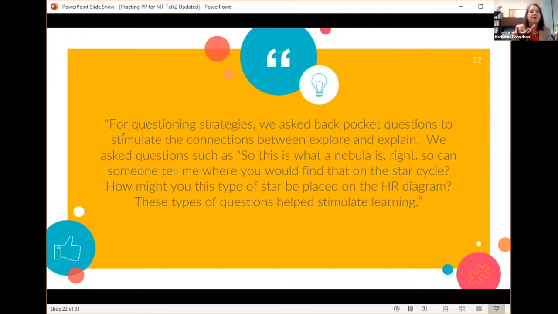So this is one of the things I got for my final project this semester. And she said, for questioning strategies, we ask back pocket questions to stimulate the connections between explore and explain. Whoa, I've got step 2 students thinking about using questioning to bridge explore and explain. That makes me excited. And so she goes, so they talked about nebula. So how do you tie it back to the star cycle, and where would that be placed on the HR diagram? So they're starting to make the connections about how to use these in a lesson and where they go in a lesson. And we thought that was a huge win when that happened.